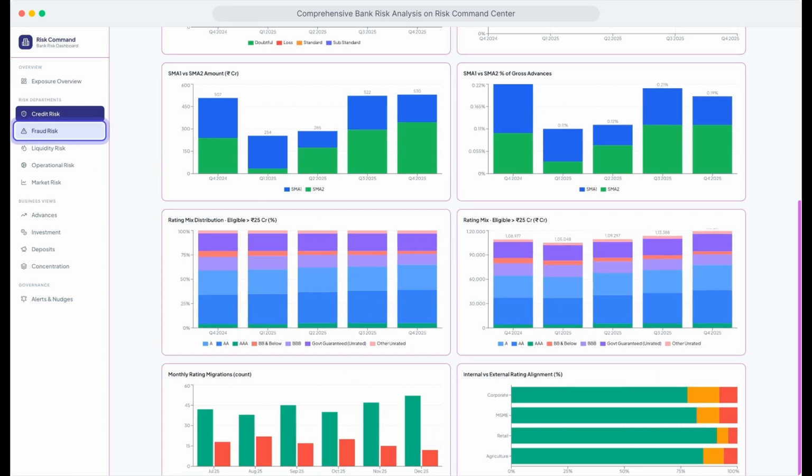Next, we move to fraud risk. This dashboard helps the bank monitor fraud incidents, fraud losses, actor type, geography, business segment, and governance indicators such as open cases and SCN pending.